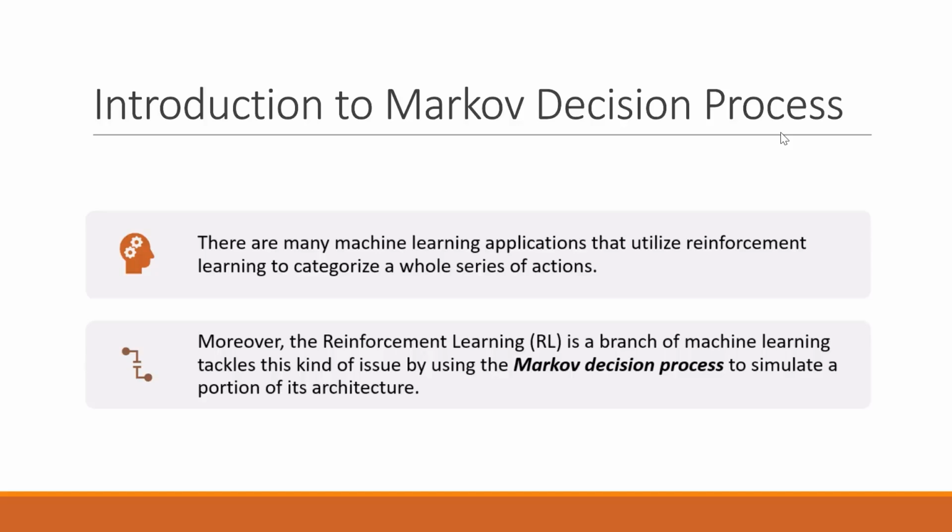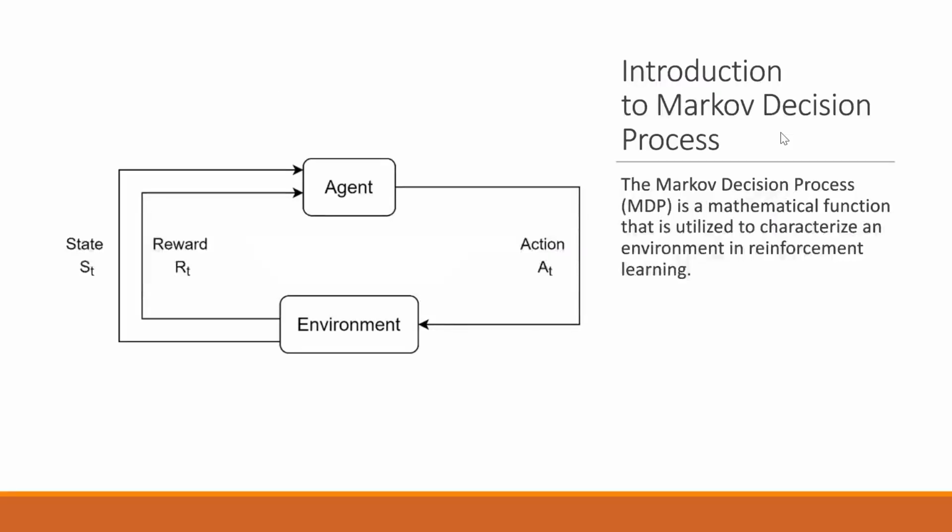So let's discuss what the Markov decision process is. The Markov decision process is a mathematical framework that is utilized to characterize an environment in reinforcement learning. The agent-environment interaction in the Markov decision process, which is also referred to as MDP, is depicted in the diagram. You can see that diagram on the screen. In this diagram you can see various components.